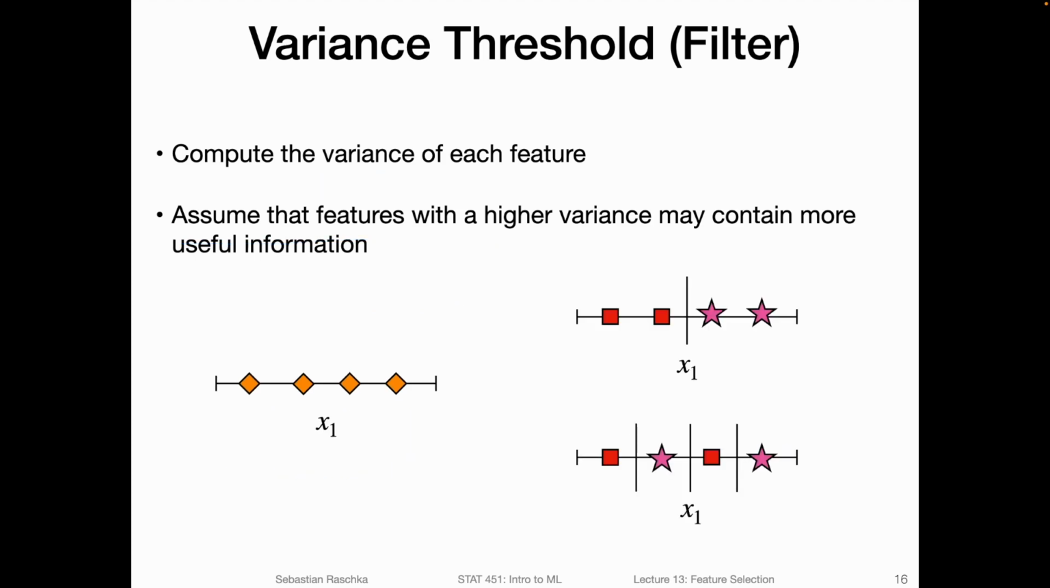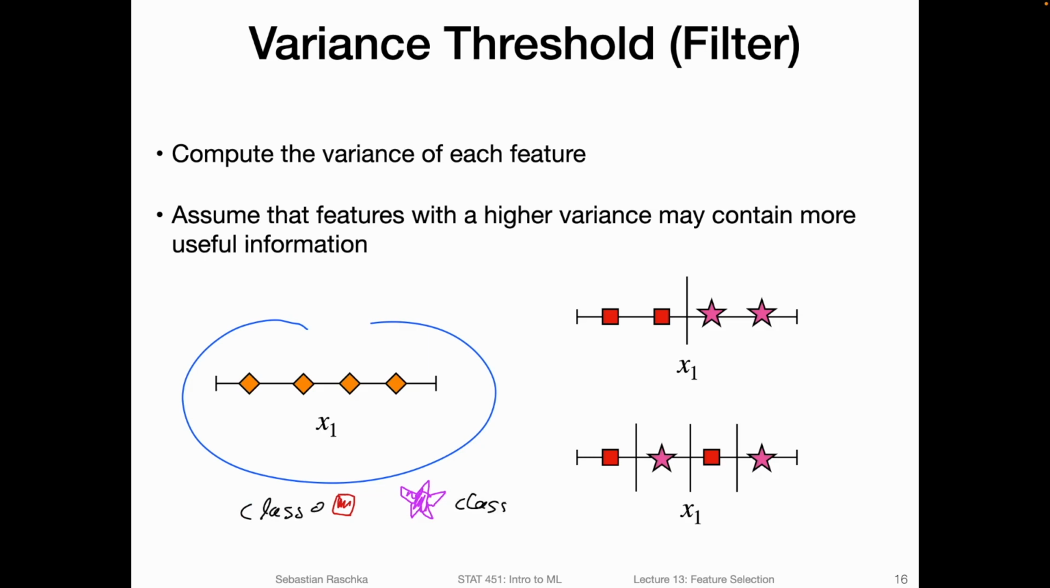So let me illustrate this in a little bit more detail. On the left-hand side, I have again my feature with a high variance. And note at this point, we don't really look at the target variable or the class labels. But let's just assume for the sake of the example that we have a binary classification case where we have two classes. One is class square and one is class star. So we have these two classes here, class 0 and class 1. And then there are potential scenarios.